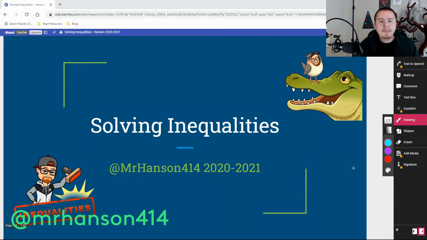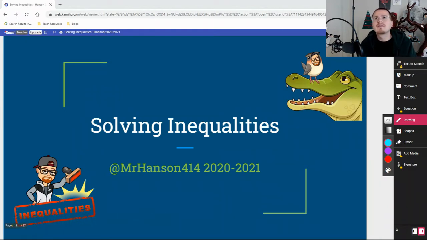All right. Solving inequalities. I put this little alligator there because for a lot of you, your first time seeing it was probably in first grade or something. I remember they talked about the alligator wanting to eat the bigger number. That was inequalities.